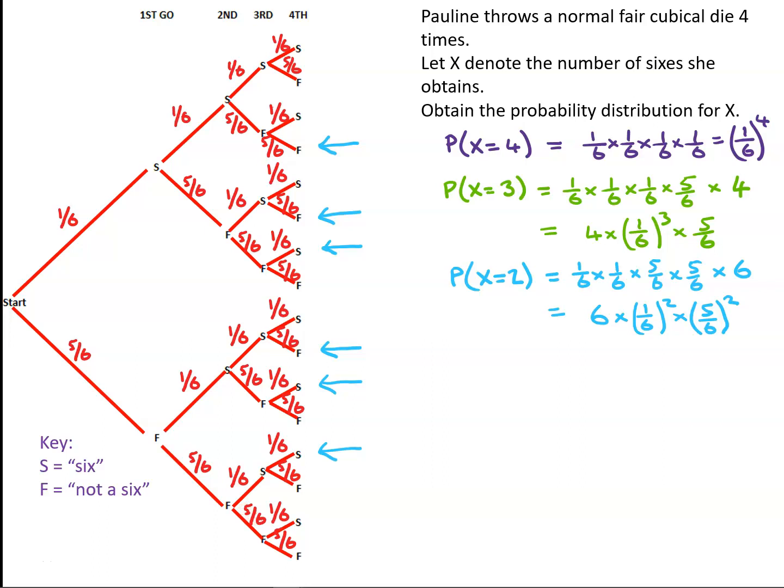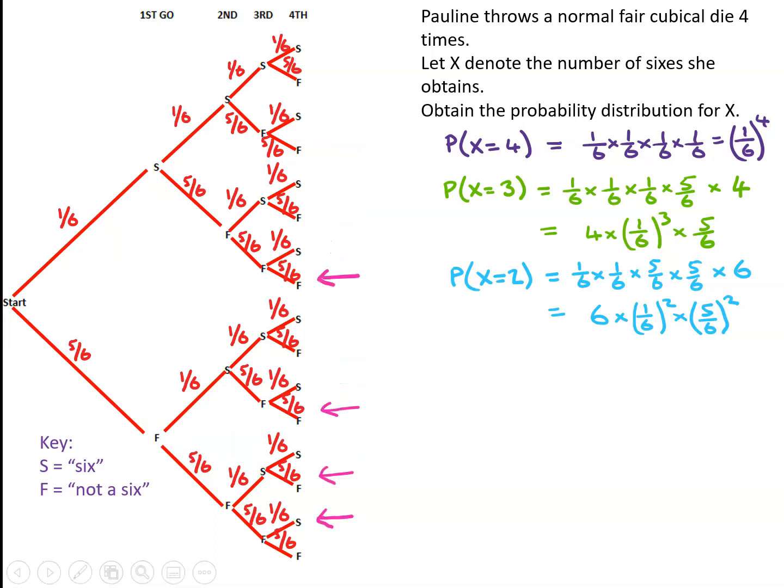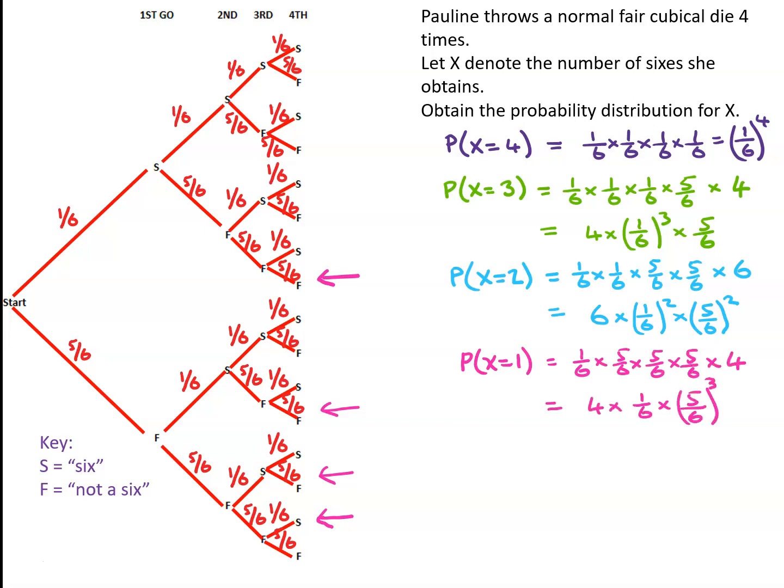Now moving on to the cases where we get one 6. The first case that we come down reading down the tree diagram is 6, not a 6, not a 6, not a 6, which has a probability of 1/6 times 5/6 cubed. And we can see that there are 4 different ways of doing that. So our expression for the probability that x equals 1 is going to be 1/6 times 5/6 times 5/6 times 5/6 times 4, or 4 lots of 1/6 times 5/6 cubed.